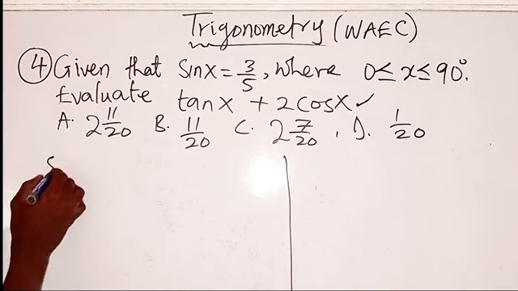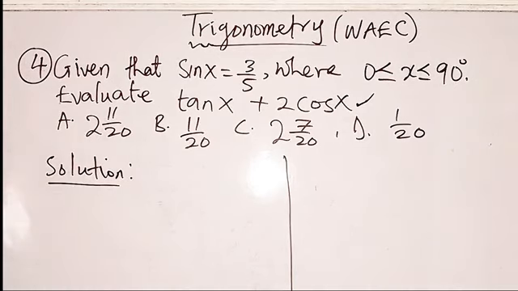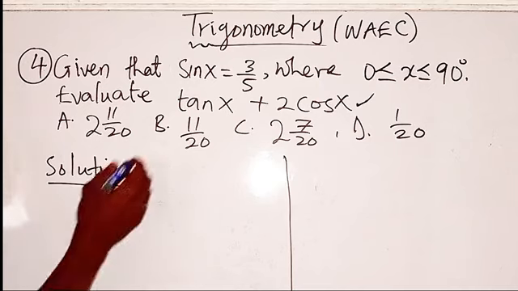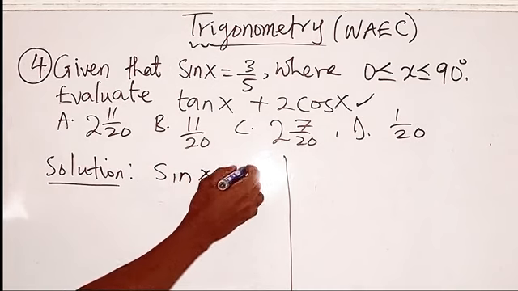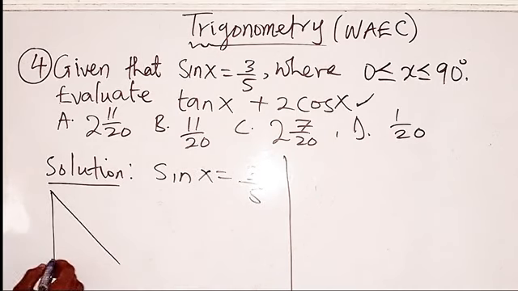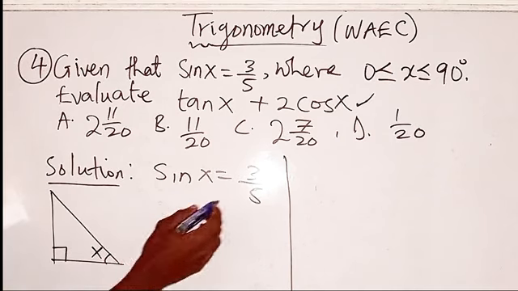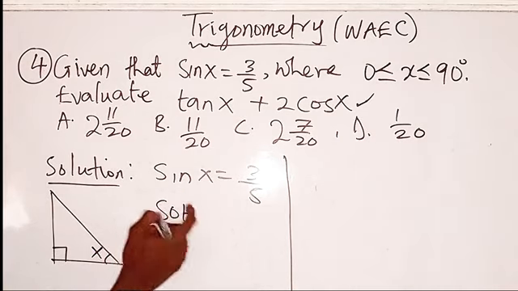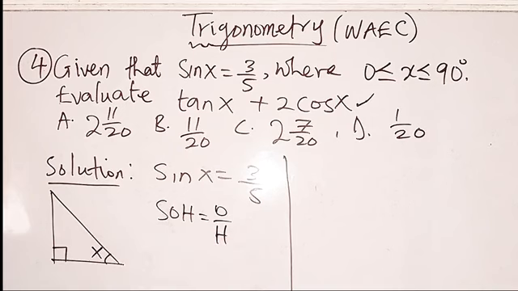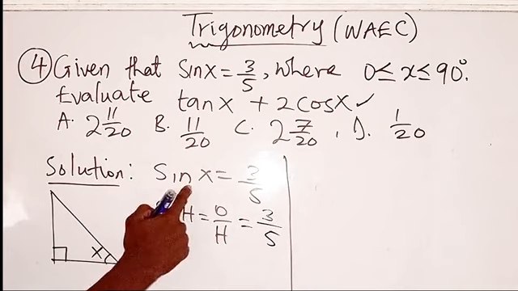So now the solution. Right now, I believe you have gotten many ideas based on what we've done in the past. Here, what we need to do is bring out sine x equals 3 over 5. We are given this, and we have to plug it on our right angle triangle. Let's say this is x, which is the angle that is given. And you know that from SOH, this is sine, which means opposite over hypotenuse, which is the same thing as 3 all over 5, because we are given sine x.